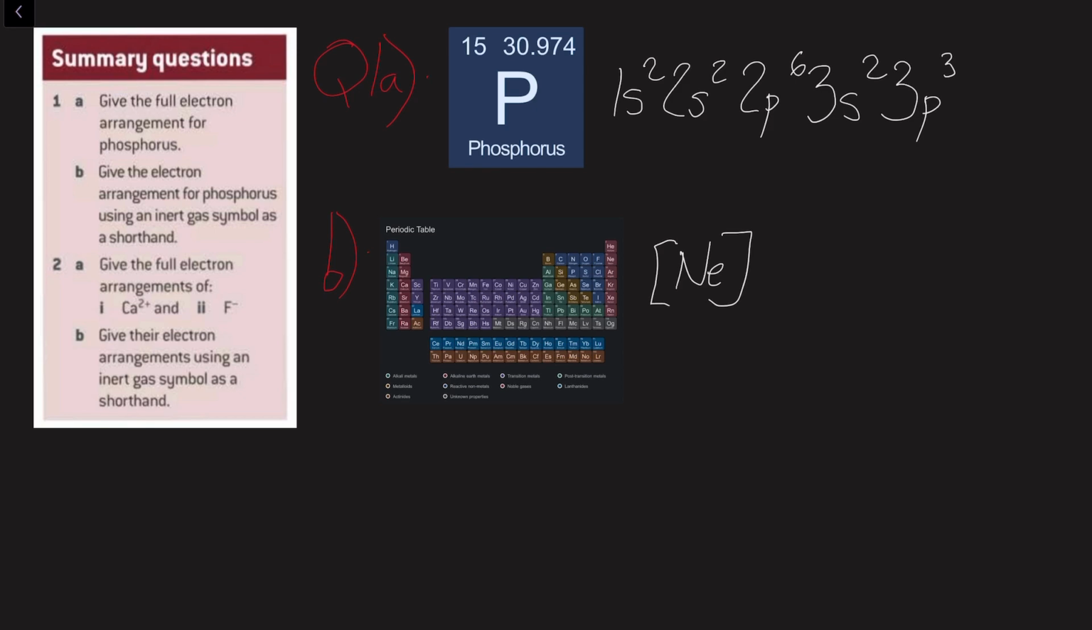So neon has 10 electrons and 15 minus 10 is 5, so there's 5 more electrons left. So phosphorus has 15 electrons, neon has 10 electrons, 15 minus 10 is 5. There's 5 more electrons we need to denote, and the 5 outermost electrons are the ones in the 3s and 3p sublevels. So we just write this down here. And that's how we write phosphorus using an inert gas symbol as a shorthand.